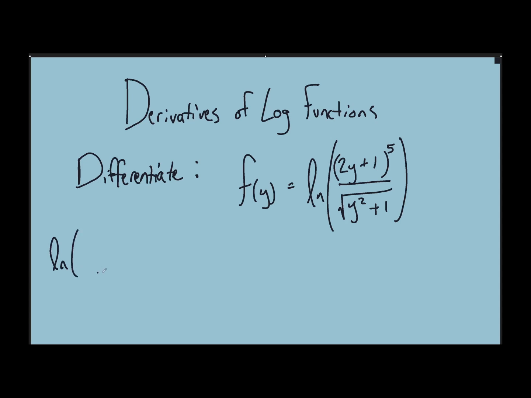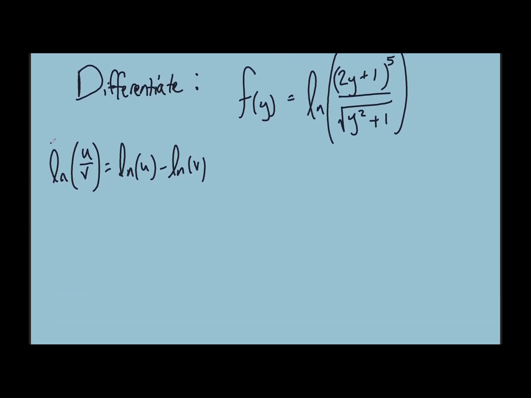The first one is that if I have a natural log of u divided by v, I can rewrite that as a natural log of u minus the natural log of v. And that's going to come in handy here. I do not want to do a quotient rule. No thank you. I'm just saying, as we go.